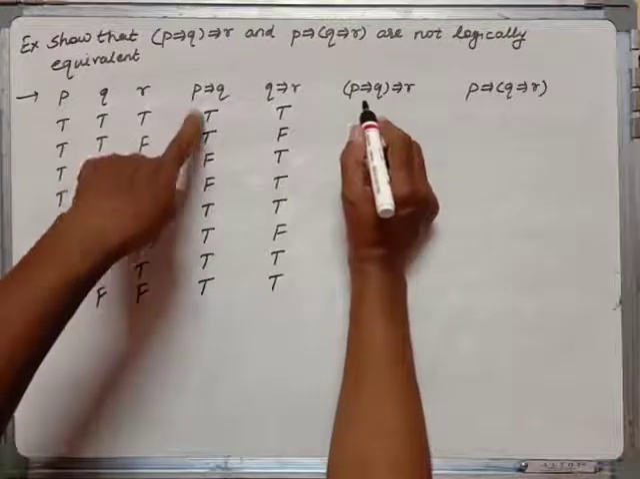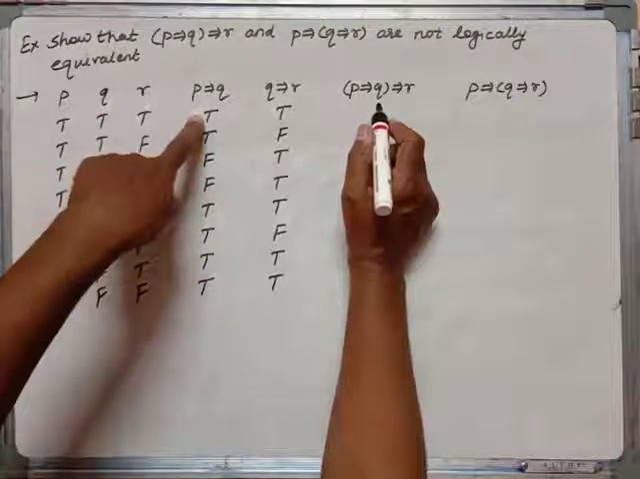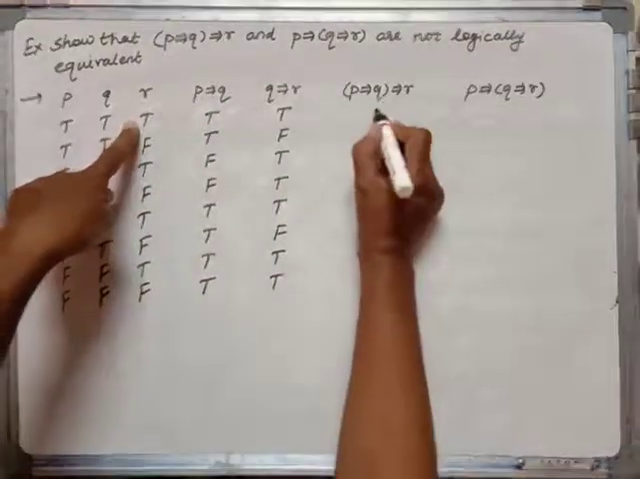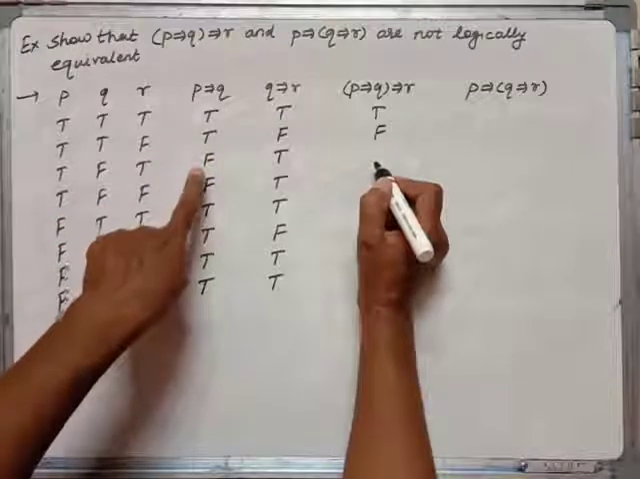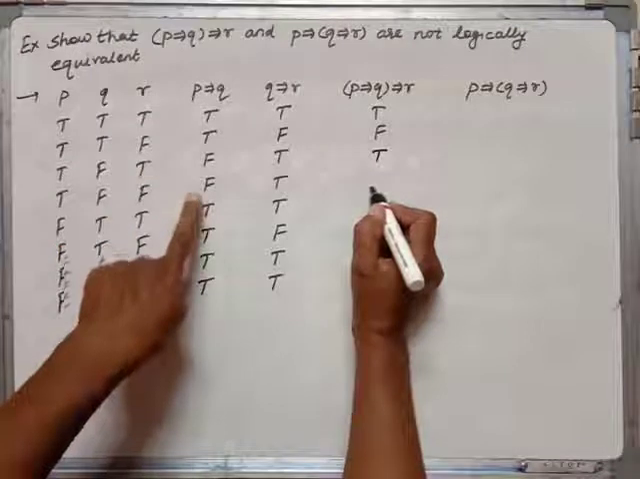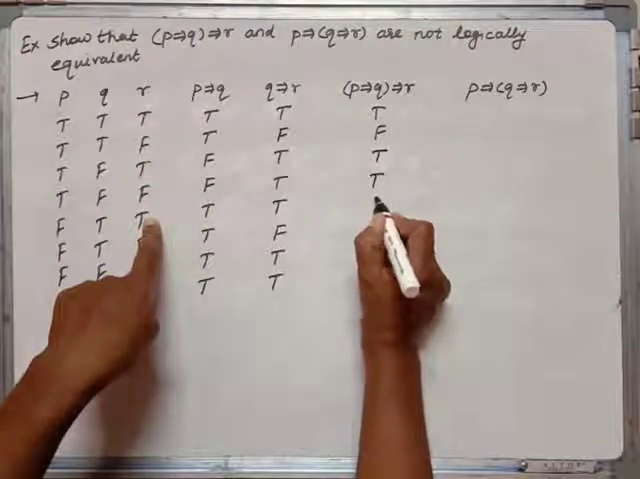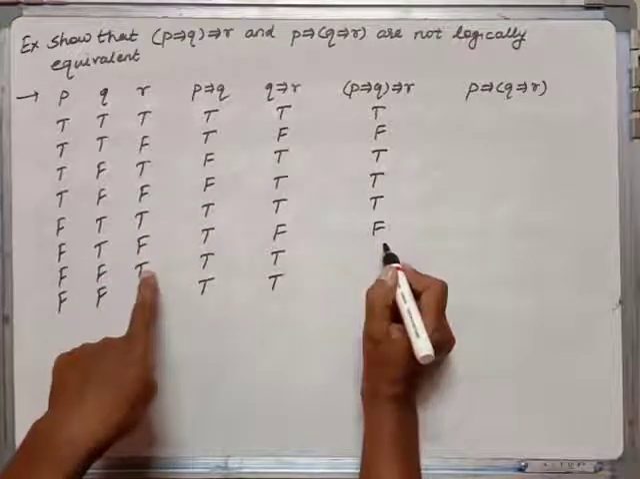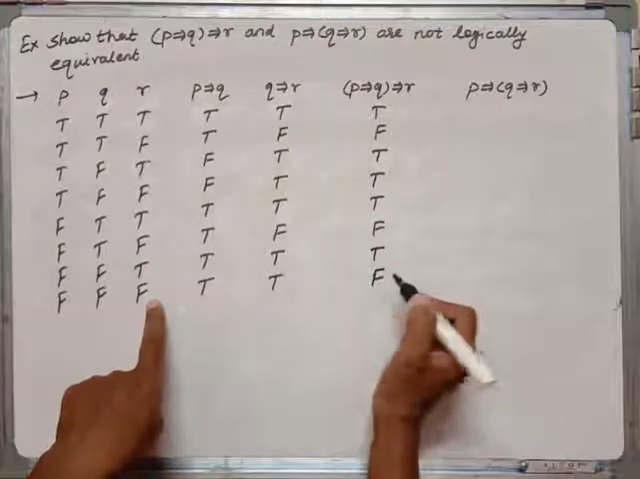Now (P implies Q) implies R. So this is our premise and this is our consequence. True implies true is true. True implies false is false. False implies true is true. False implies false is true. True implies true is true. True implies false is false. True implies true is true. And true implies false is again false.